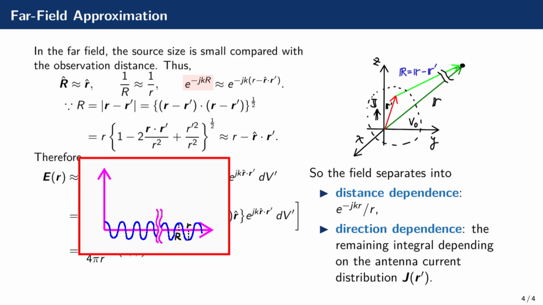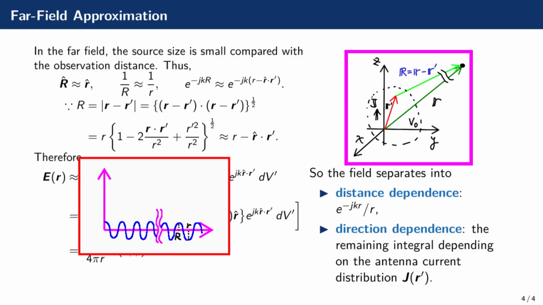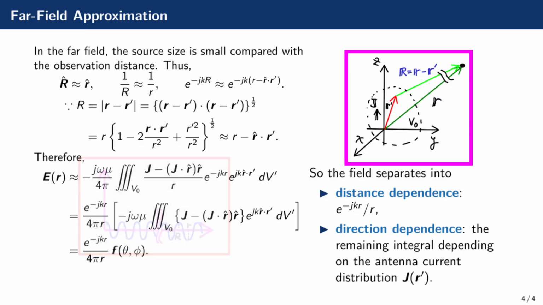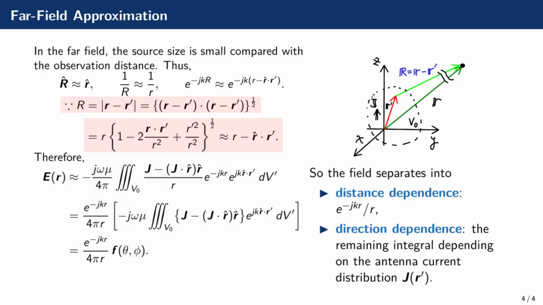This is because this exponential function completes one full sinusoidal cycle over a distance of 1 wavelength, and the difference between capital R and lowercase r can be comparable to 1 wavelength, so it must be retained in the exponential term. So R can be approximated to first order as shown here, and exponential of minus jkR is approximated by exponential of minus jk times r minus r hat dot r prime. Substituting these approximations into the electric field, we obtain the far field expression shown here.